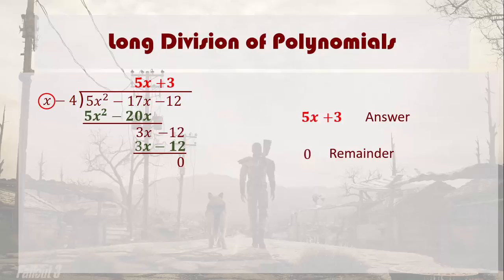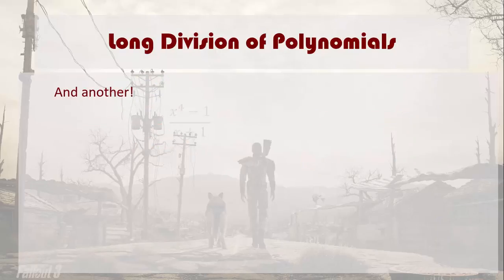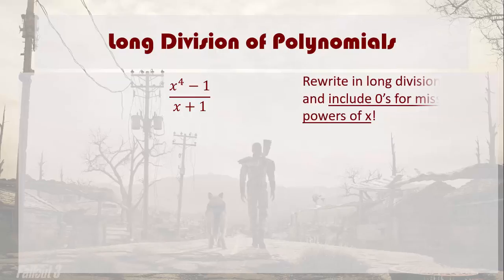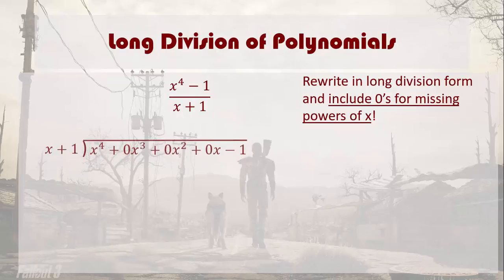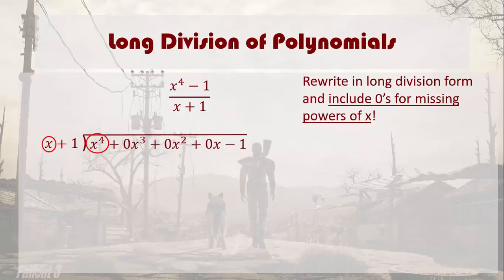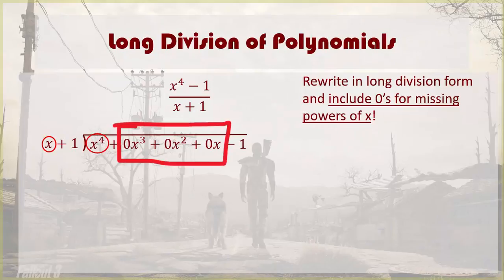Okay, you're going to try another one, but before you do, I have to give you a word of advice on it. x to the 4th minus 1, over x plus 1. My word of advice is plug zeros in for missing powers of x. So this is going to be x to the 4th plus 0x to the 3rd plus 0x squared plus 0x, minus 1. It's going to save a lot of confusion to include those missing terms right there.